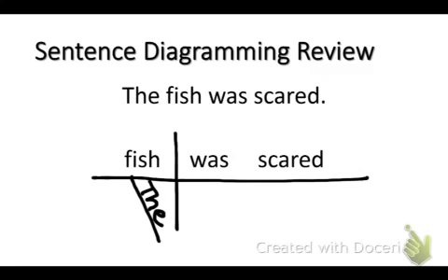In this slide, we're going to see how you diagram a predicate adjective. We have the sentence, the fish was scared. Scared is the predicate adjective. It's an adjective that's in the predicate and it's describing the subject, fish. So fish was scared. All of those words go on the same line. Now we're going to add the line in between was and scared, and it's going to be leaning back diagonally this way because it describes something that came previously in the sentence.